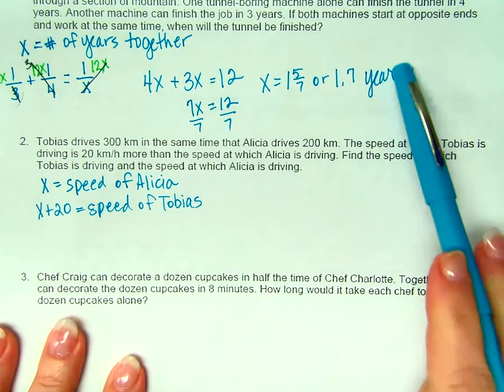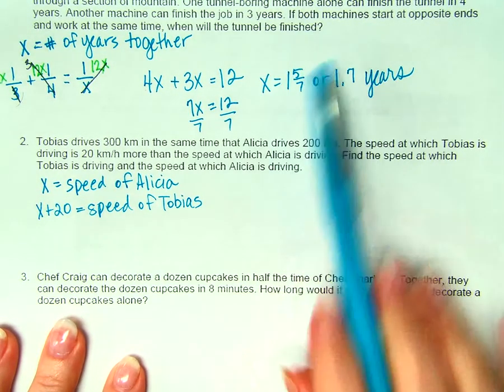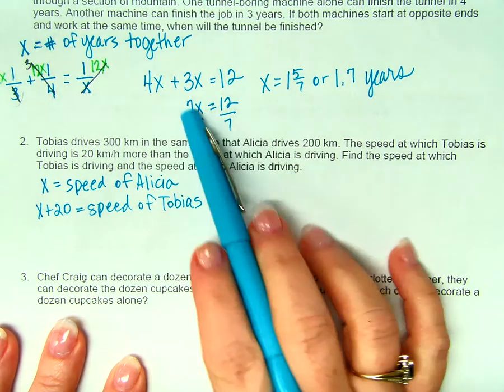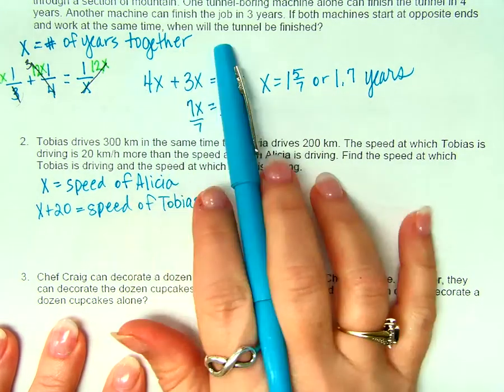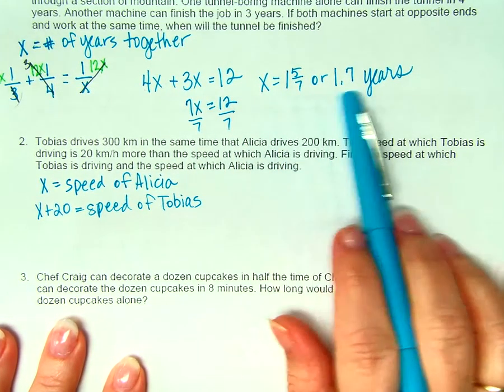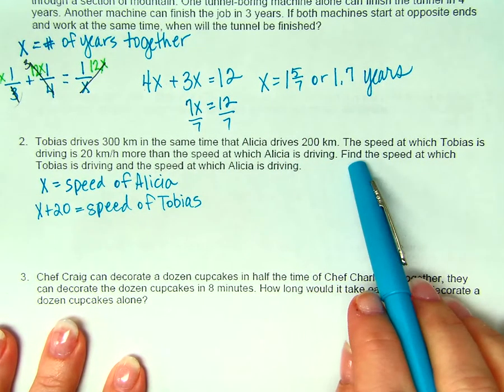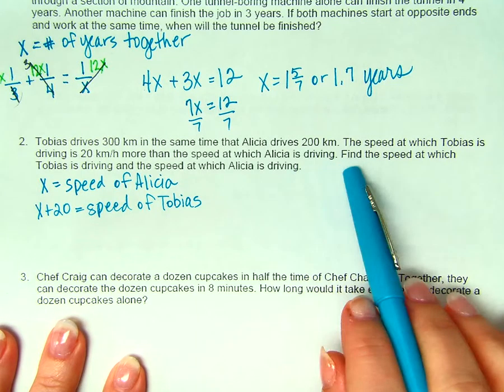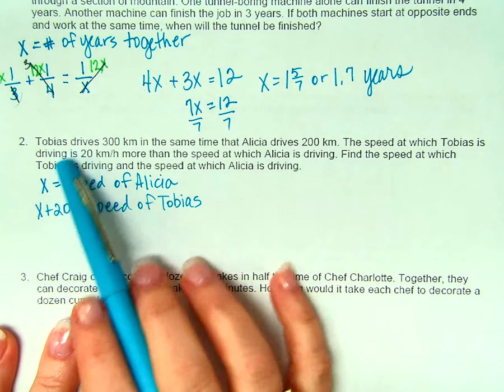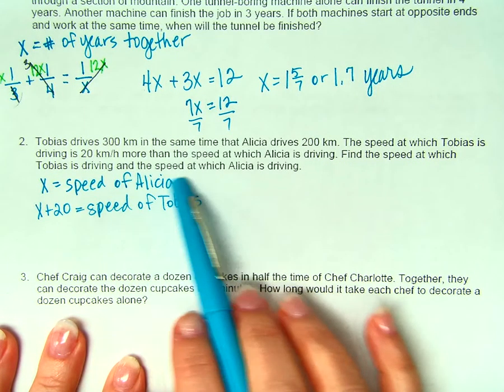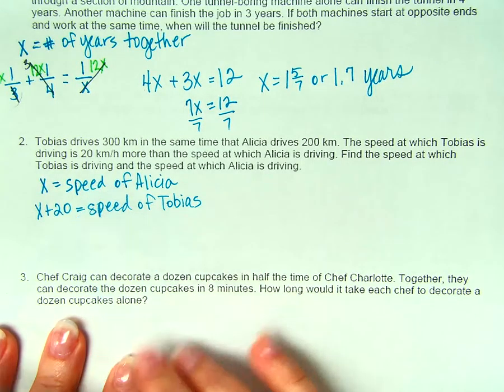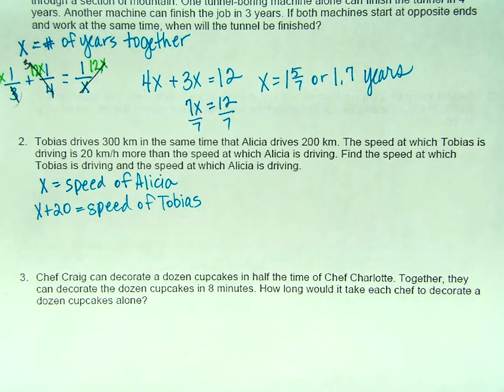Notice in the first question, it was only asking us for one answer, wasn't it? When will the tunnel be finished? If they're working together, when will the tunnel be finished? That's only one answer. This question, even though it's not a question, but we'll argue about that later, find the speed at which Tobias is driving and the speed at which Alicia's driving. So I've got to have two different things to find here, don't I? Alicia's speed and Tobias's speed.